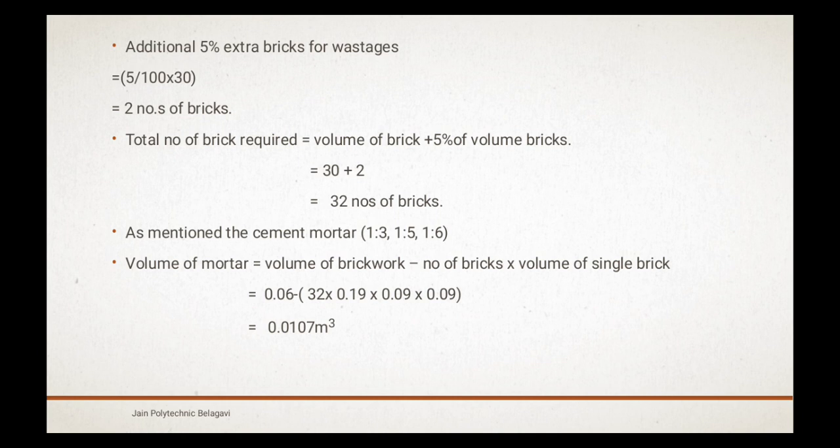Additional 5% extra bricks for wastage. So 5 divided by 100 into 30. So we get 2 bricks. So total number of bricks required is equal to number of bricks plus 5% of number of bricks. So 30 plus 2. So the number of bricks required to construct a pillar is 32. As I mentioned, the cement mortar is 1:3, 1:5 and 1:6.